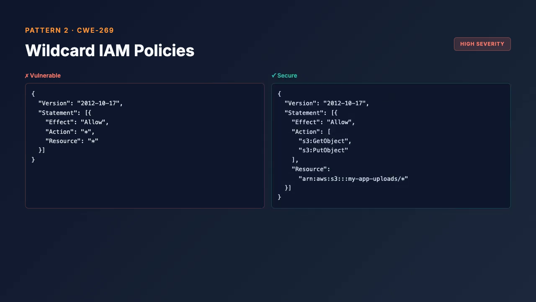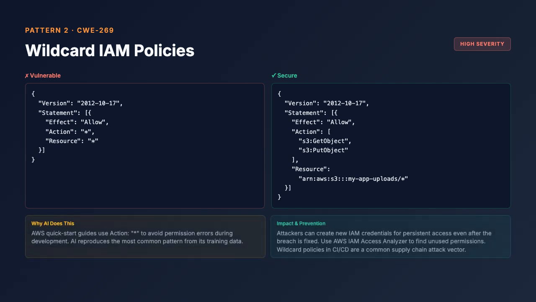On the right is the secure version. You list only the exact actions the role needs, like S3 GetObject and S3 PutObject, and scope the resource to a specific ARN, like a single S3 bucket. AI does this because AWS Quick Start guides use Action Star to avoid permission errors during development. It reproduces the most common pattern from its training data.